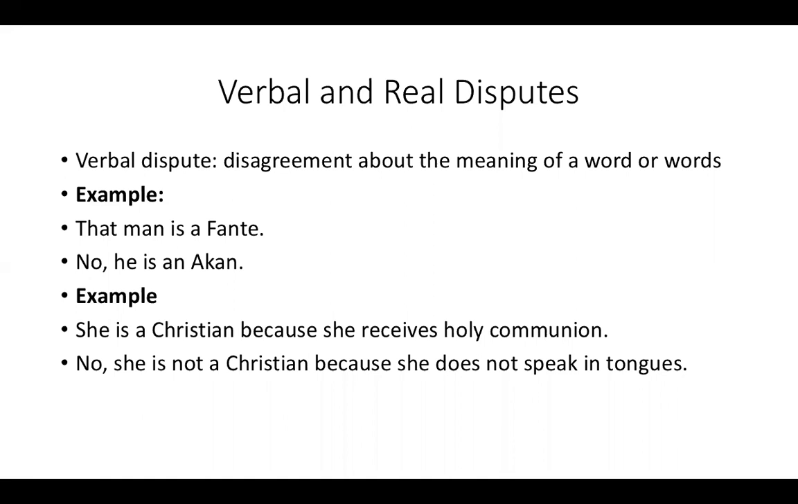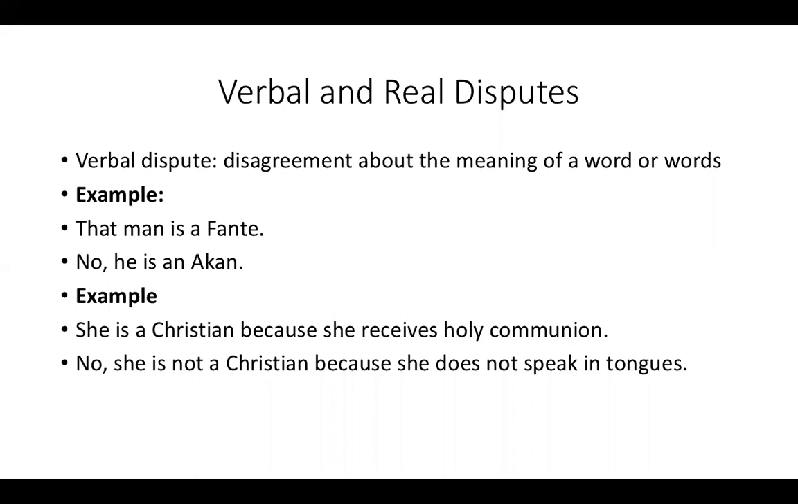So this debate arises because there is no agreement between the parties on what being a Christian means. That's the meaning of Christianity. It's not an agreed meaning between the two parties. So it is a verbal disagreement, because it's a disagreement that arises because the meaning of a concept has not been settled between two or more parties. So when you see such a conflict, it's a verbal disagreement.